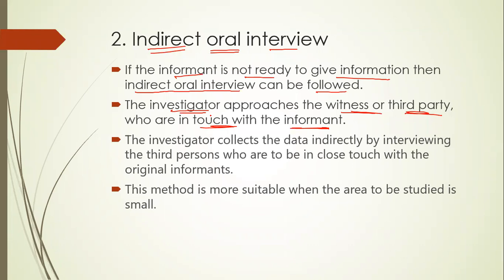Okay, so did you all understand? Witness or the third party is nothing but, now consider A is the informant, C is collecting the information, C is the investigator, A is the informant. The investigator cannot directly ask. So what he will do, he will appoint a person, that is B, to ask the person A and collect the information from A and give it to C. So that is indirect oral interview.